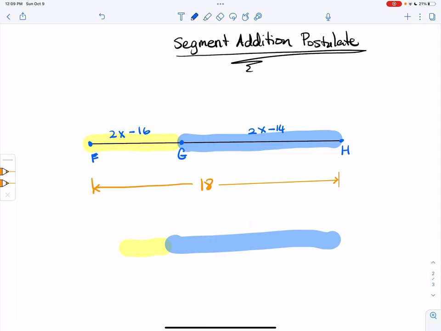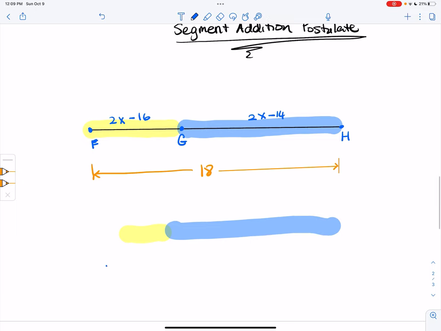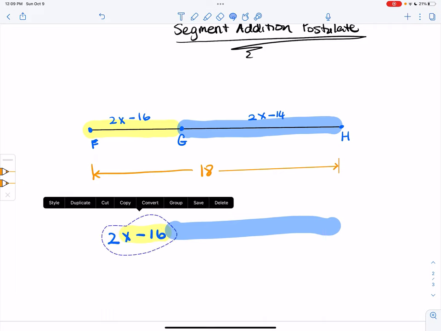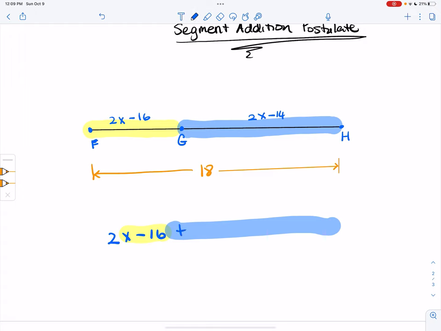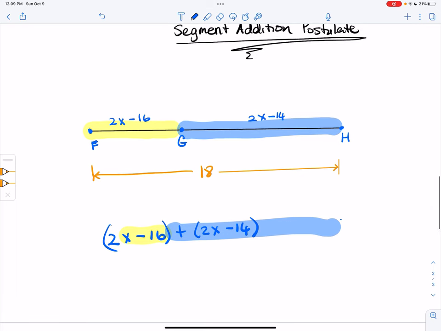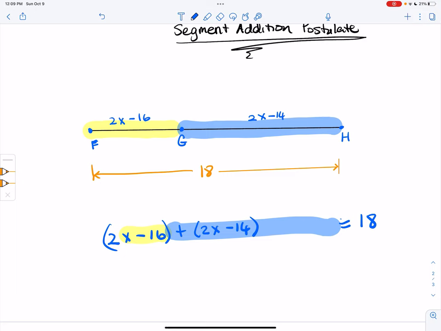So what does that mean in terms of the math that we're actually doing here? If we have 2x minus 16, that's what we have in the yellow, and then we add it to, let's put this in parentheses, 2x minus 14, we'll get the overall total. Overall, that is equal to 18 units. So now it's all a matter of whether or not you're able to do the algebra.